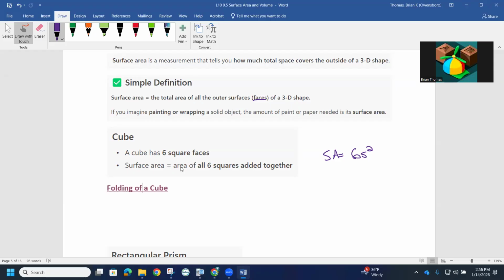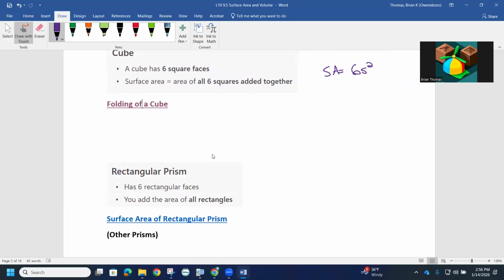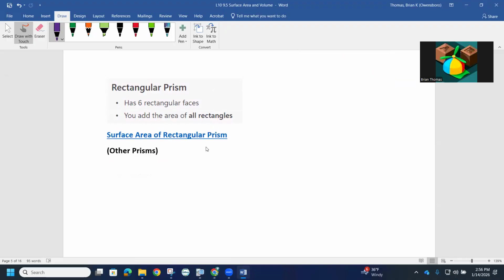So the surface area of a rectangular prism is a little bit different. In a rectangular prism, not all the sides are the same. We're not going to do other prisms. We're just going to focus on the rectangular prism.